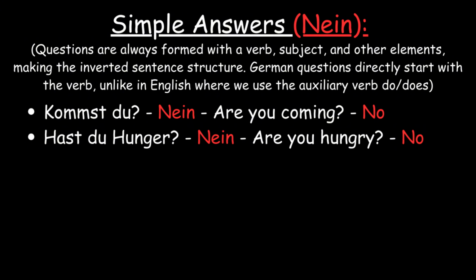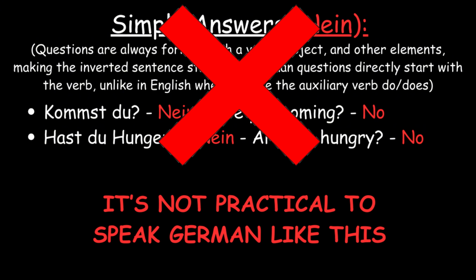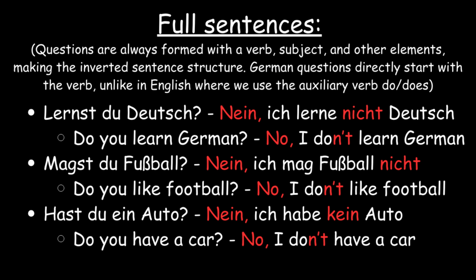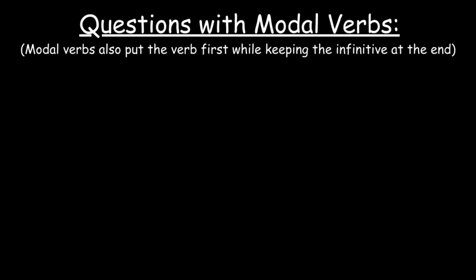While such answers may be naturally short, it's not practical to speak German like this, so it's better to answer with full sentences, like: Lernst du Deutsch? Nein, ich lerne nicht Deutsch. Magst du Fußball? Nein, ich mag Fußball nicht. Hast du ein Auto? Nein, ich habe kein Auto. To further understand full sentence responses with nein, we can look at modal verbs that also put the verb first while keeping the infinitive at the end.